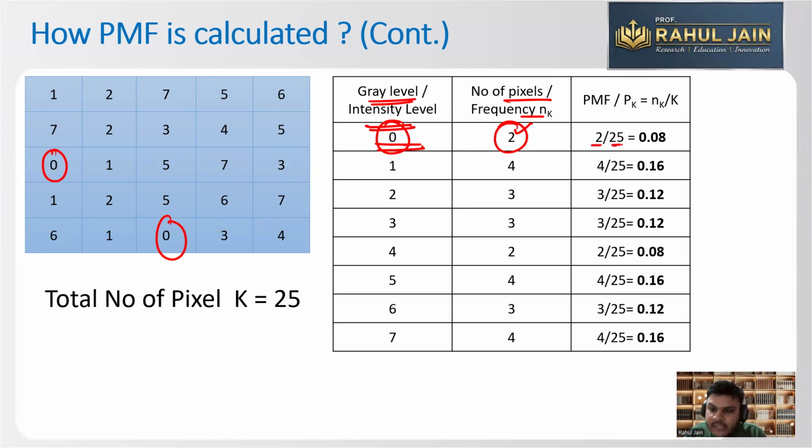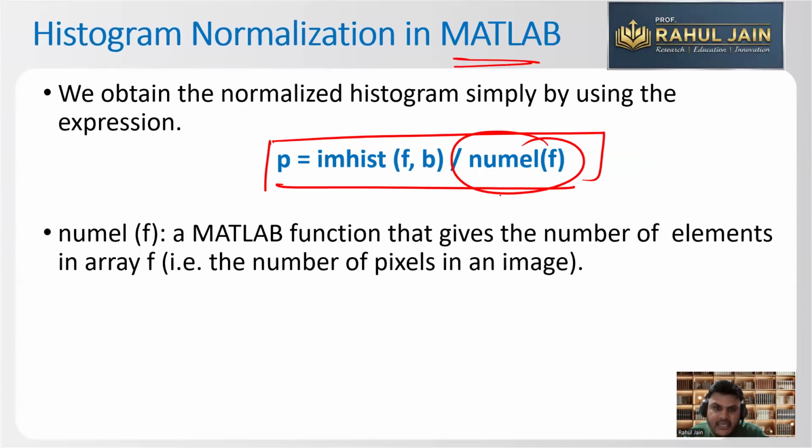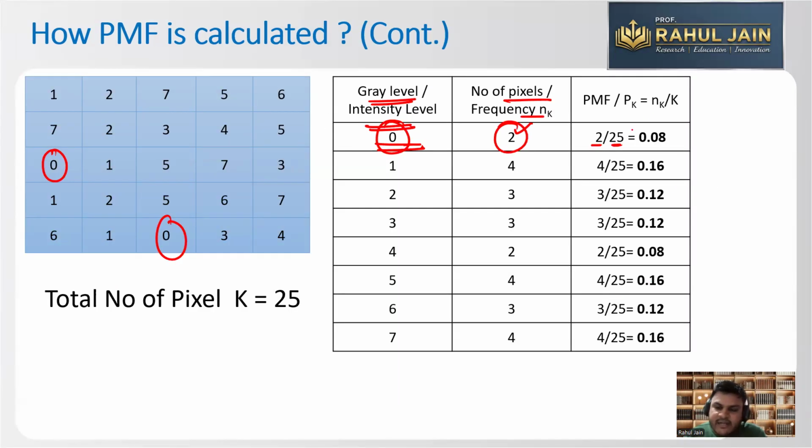So divide this 2, that is n_k, by the total number of pixels, the same formula. How many pixels are there in this image? This image has 5 rows and 5 columns, so 25 pixels in total. Divide 2 by 25, which gives 0.08. I hope that is clear. Similarly, for intensity level 1, there is 1 occurrence, 2, 3, 4 occurrences. So the total occurrence is 4.